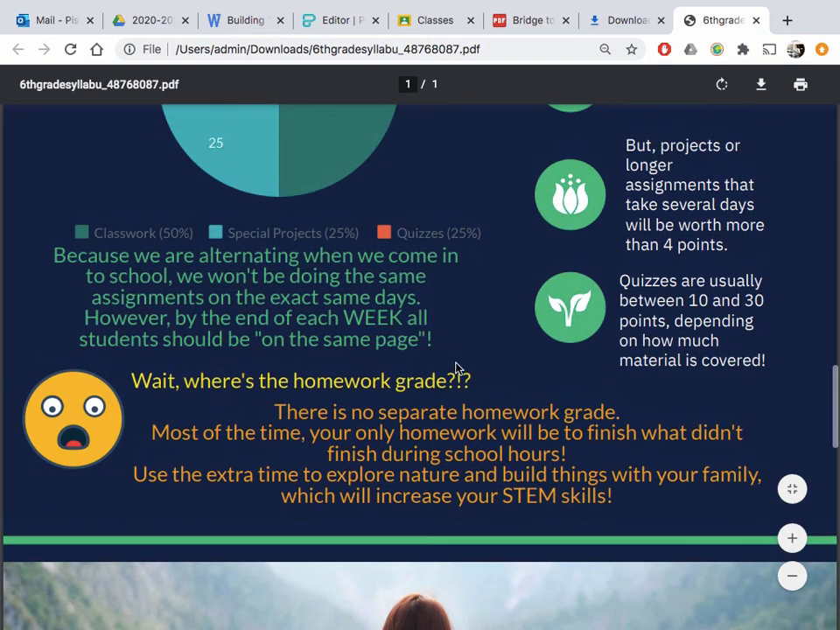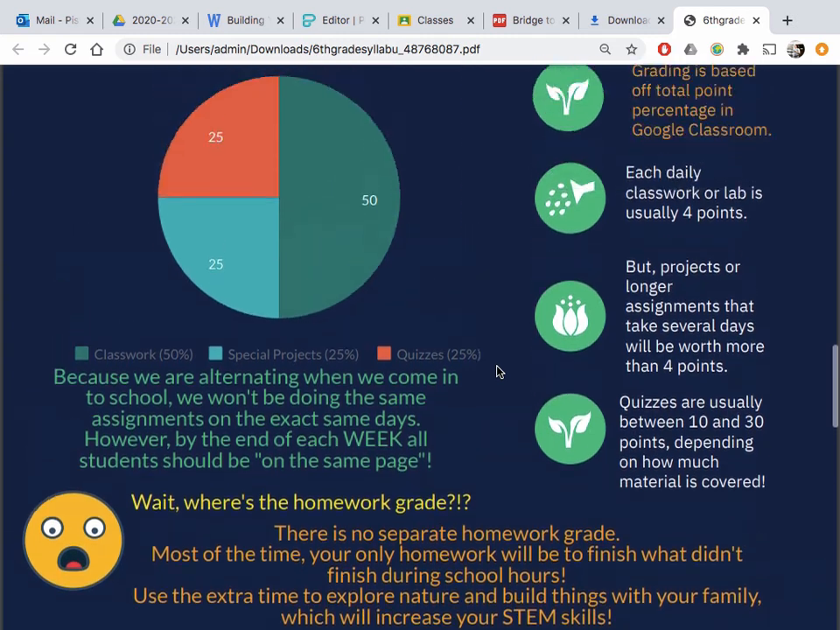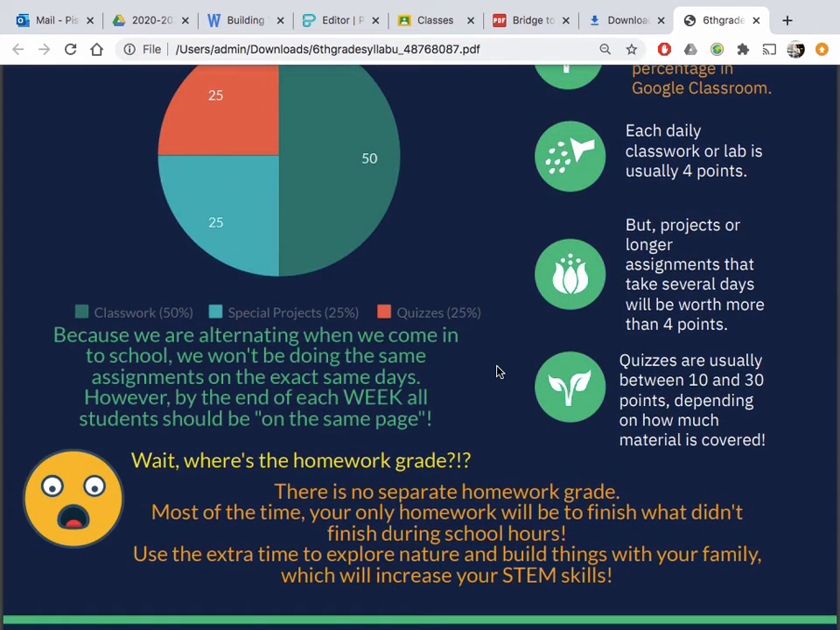That is true. That's because my philosophy is that homework, first and foremost, should be to finish what you don't finish in school. But also in the extra time that you save by maybe not doing as much homework, you can use that to explore nature, build things with your family, increase your STEM skills, get outside into nature, basically. So you will sometimes have things to do at home, but it's not a separate, specific part of the grade. It'll usually be to work on a project or to finish up something that we didn't have time to finish in school. And again, by the end of each week, hopefully whether you're remote or blended, we're all on the same page and we're all staying on pace.